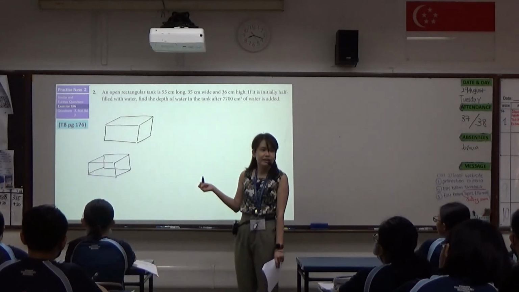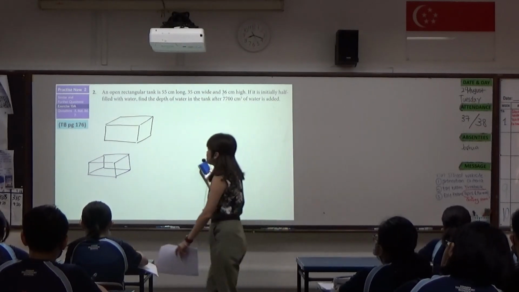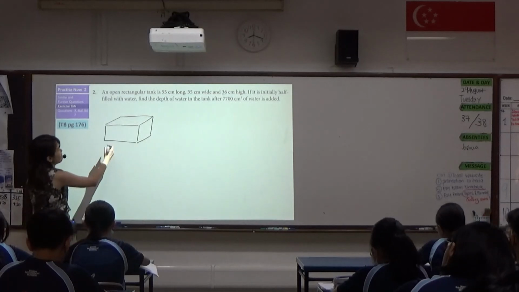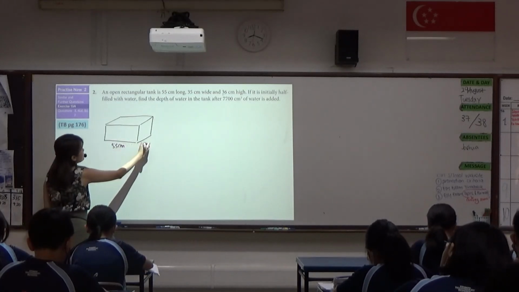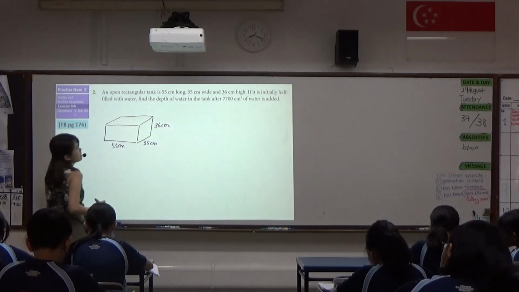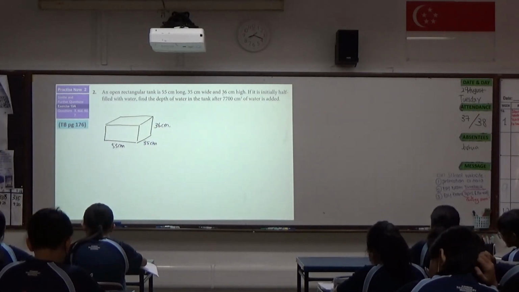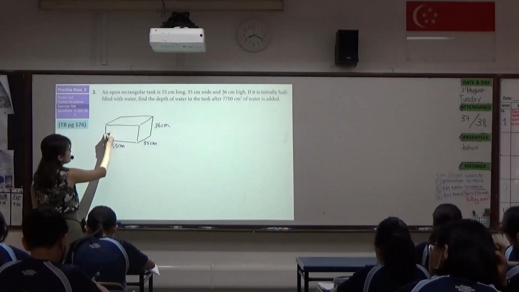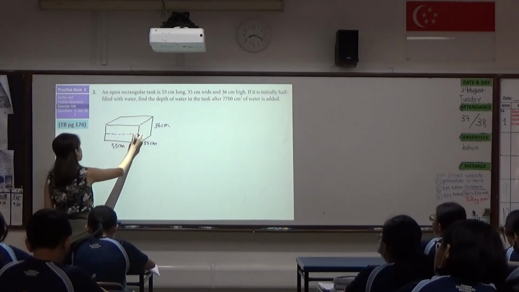So, anyway, in our tank we have 55 cm long, 35 cm wide, and 36 cm high. It is initially half filled with water, so I'm going to fill it into half. So more or less something like this.